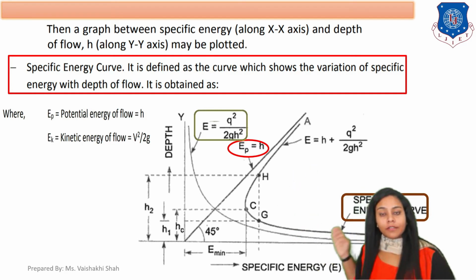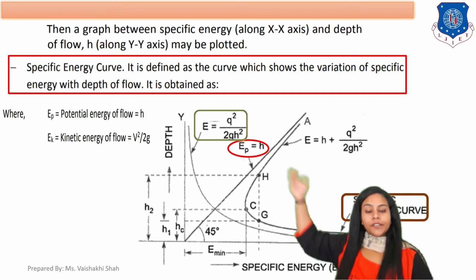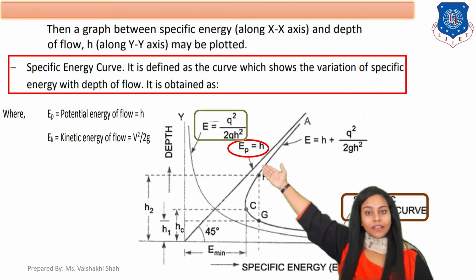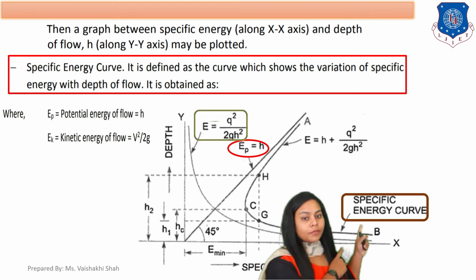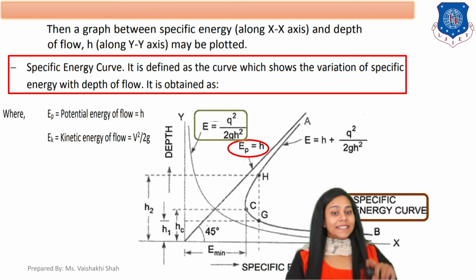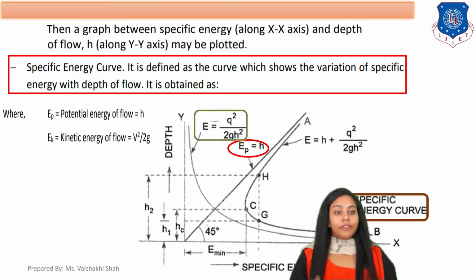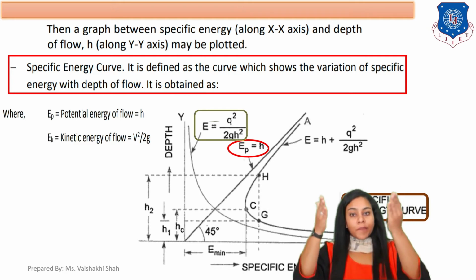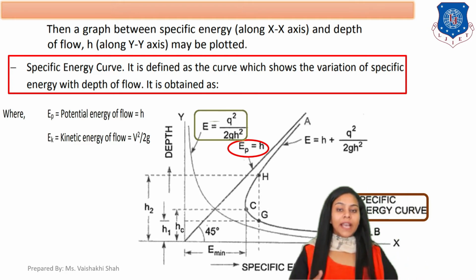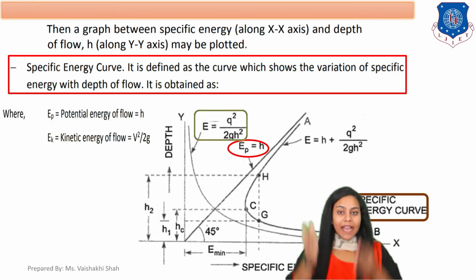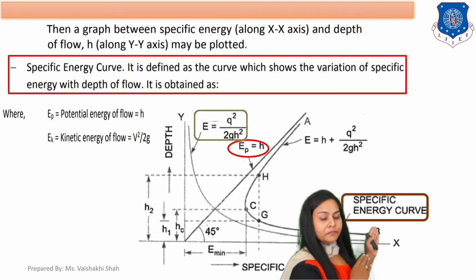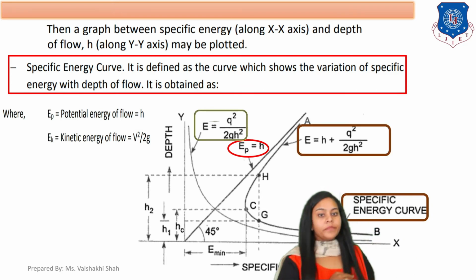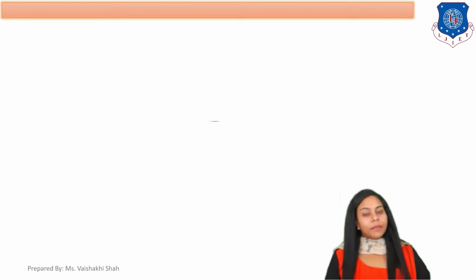So this curve, which is a combination of the potential energy curve and the kinetic energy curve, is called the specific energy curve. Basically, the specific energy curve is defined as a curve which shows variation in specific energy with respect to depth. The energy changes as the depth of the flow changes. Clear? So this curve is known as the specific energy curve.